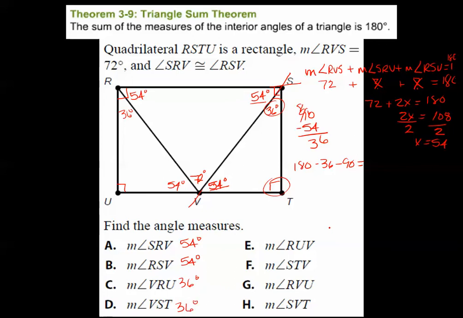RUV is 90, and we knew that because it was a rectangle. Same for STV. RVU is 54. We said we could do that with either alternate exterior angles, or we could use the triangle sum theorem to figure that one out.